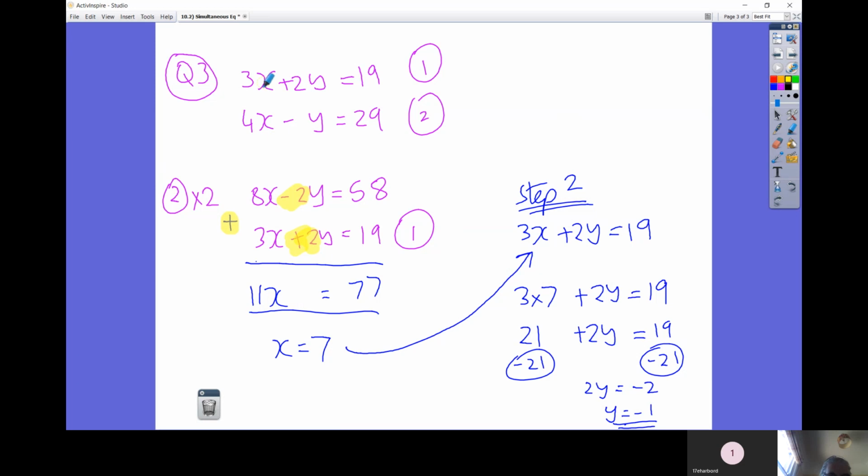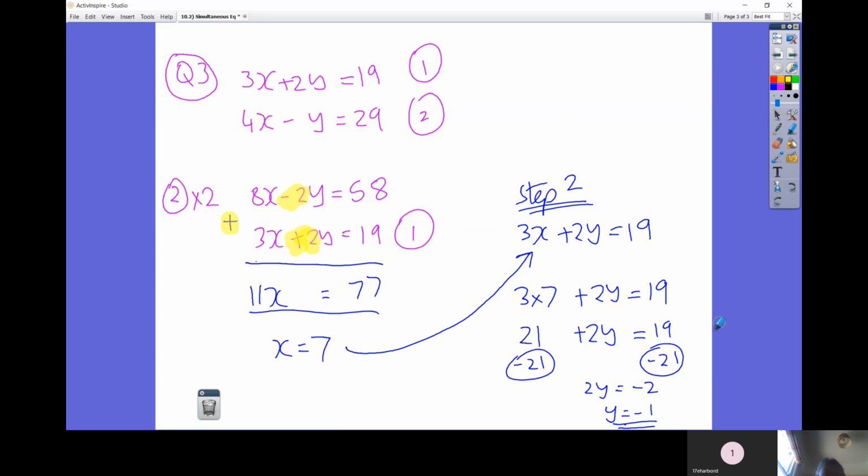Go and choose one of your original equations. I like equation number 1 because it's got positives in it. So I've chosen 3x plus 2y is 19. I've just worked out that x is 7. So 3 lots of x is 3 lots of 7, which is 21. So 21 added together with 2y is 19.